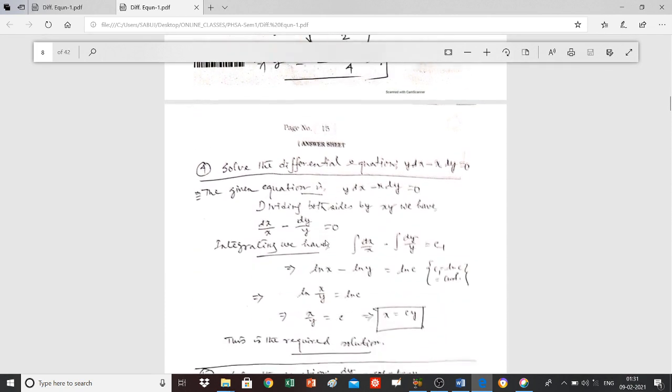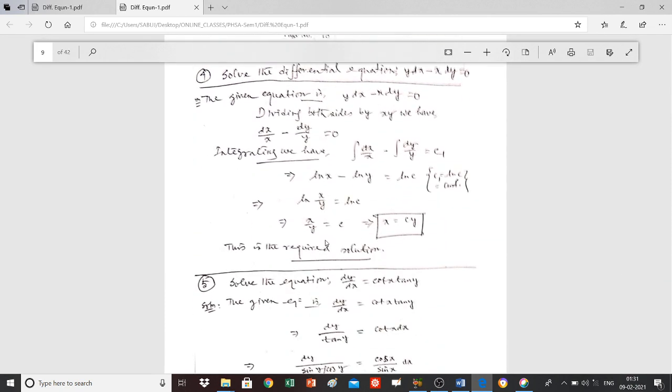Now come to the next one. Solve the differential equation that is given here, y dx minus x dy. This is a very simple one, and the solution is given here. Just go through this, and it is not very difficult to understand.